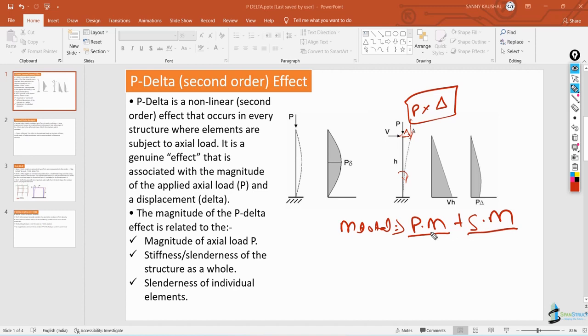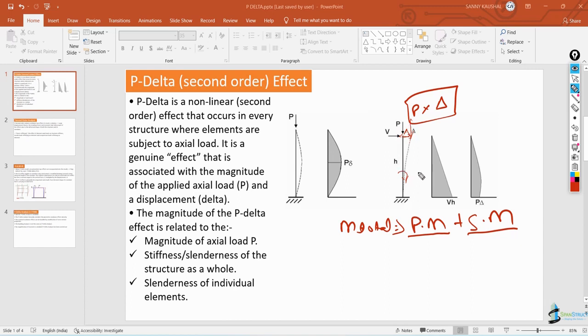The primary moment will be caused by what the V is there and what the H is there. On the basis of that, the moment you will get, we will call it a primary moment. The secondary moment will be caused due to these forces, the displacement that is caused, and the P that is already there, and due to this what we get will be a secondary moment.